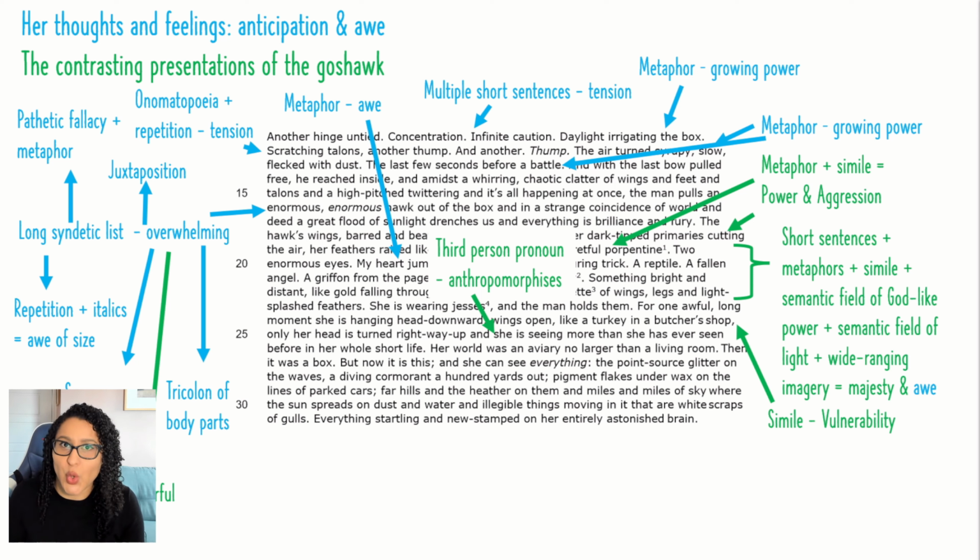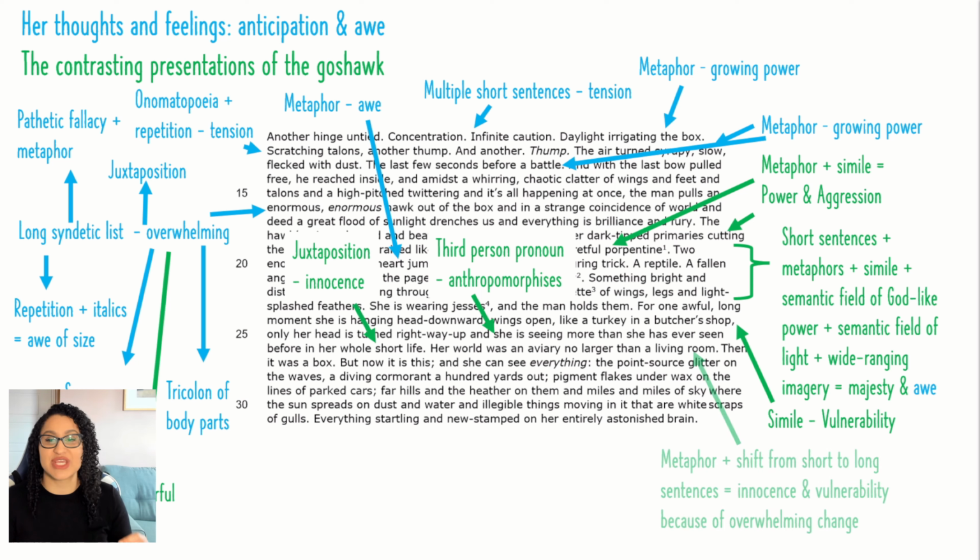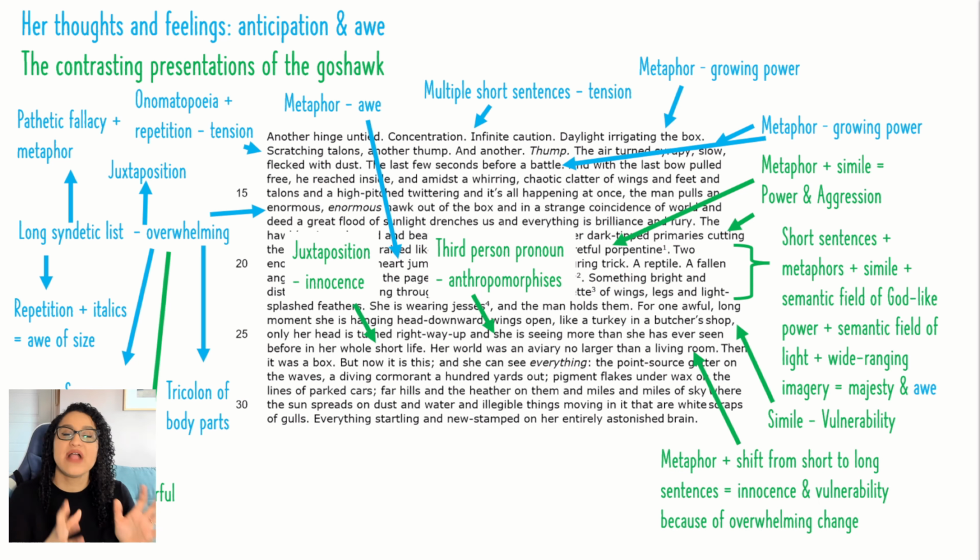We then have the metaphor of her world was an aviary no larger than a living room. So the metaphor is in it being called her world, right? That's the metaphor. That shows how significant everything is. Everything she has understood has been incredibly small, just like a living room. And in addition to that metaphor, up to this point, we've had some really short sentences. Her world was an aviary no larger than a living room. Then it was a box, but now it is this, and she can see everything. One after the other, lots of short sentences, which is then followed by a sentence I'm going to analyze in a second that is incredibly long.